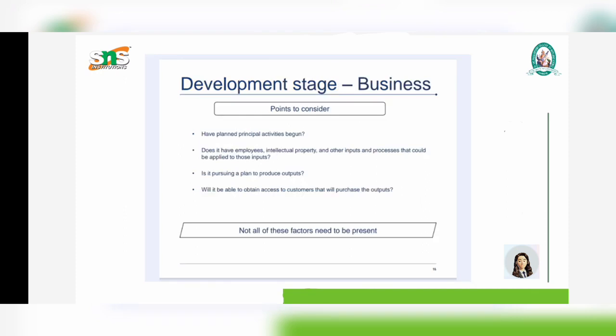Next we see the development stage of a business. First, have the planned principal activities begun? Does it have employees, intellectual property and other inputs and processes that could be applied to those outputs? Is it pursuing a plan to produce output? Will it be able to obtain access to customers that will purchase the output?